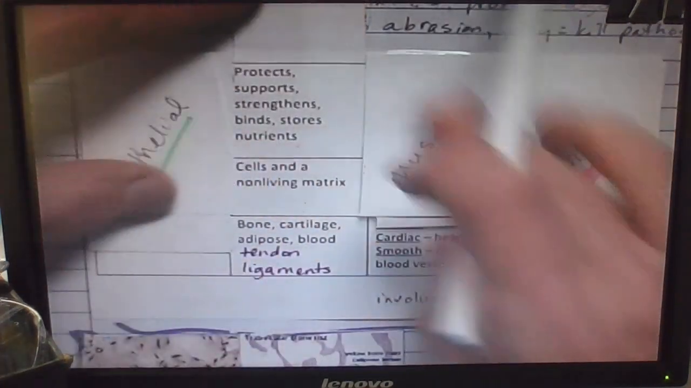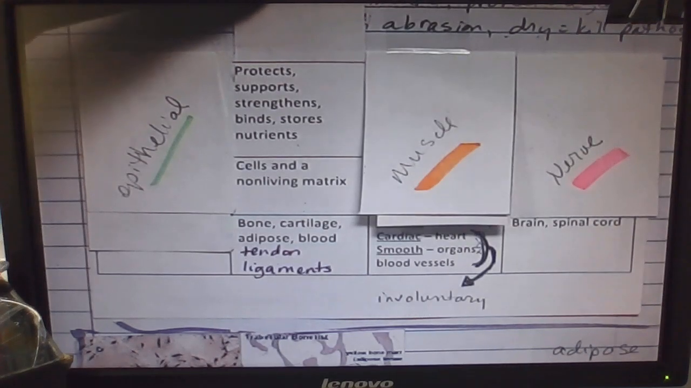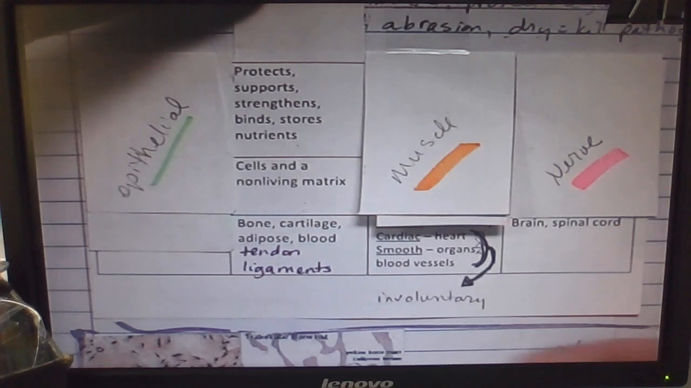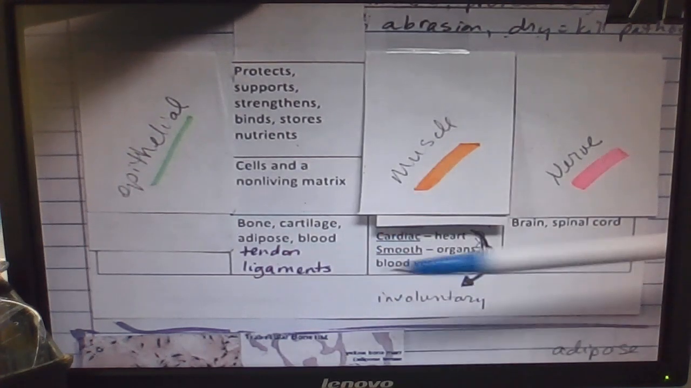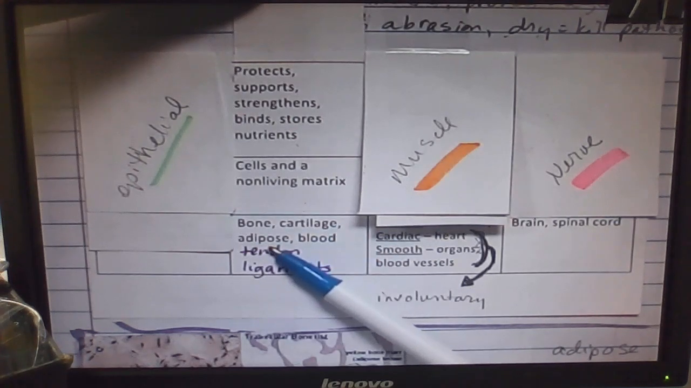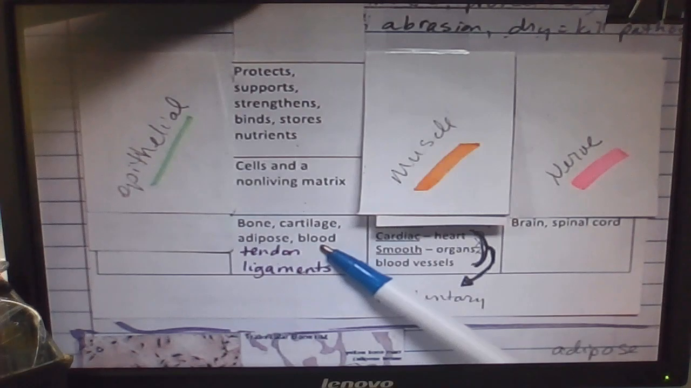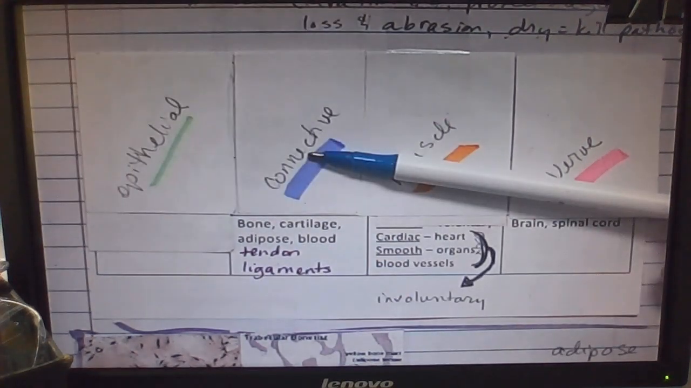Connective tissue, that's kind of what we're starting with in HBS. Protect, support, strengthen, store, bind. We have cells in a non-living matrix, and we'll look at this more in detail. Examples of connective tissue: bone, cartilage, adipose tissue. Remember, adipose tissue is fat tissue. Blood is an example of connective tissue. Tendons and ligaments are examples of connective tissue.